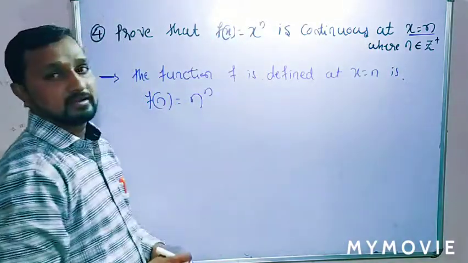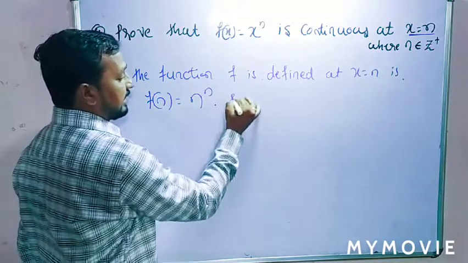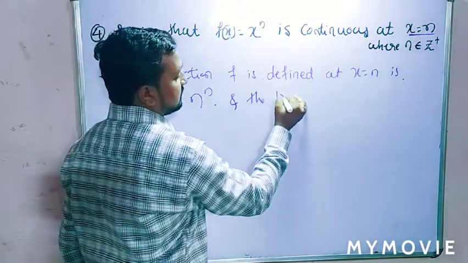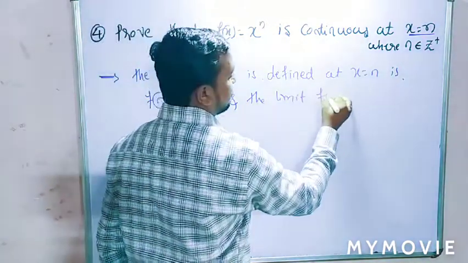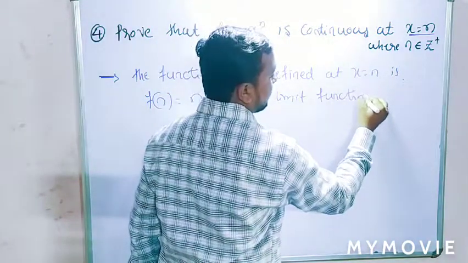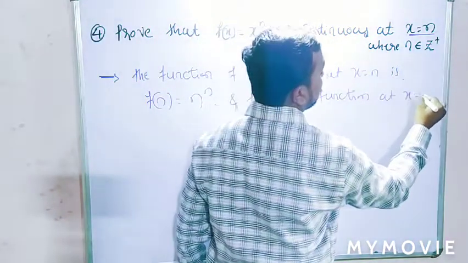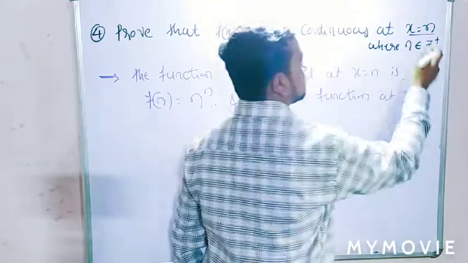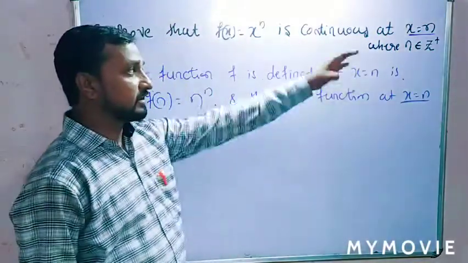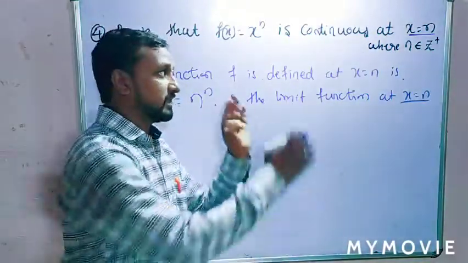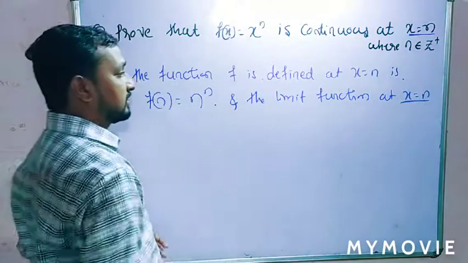So n raised to n. This is your constant function, and the limit function at x equal to the particular point n. So this is a particular point. n is any integer. This is also the same example at a particular point.